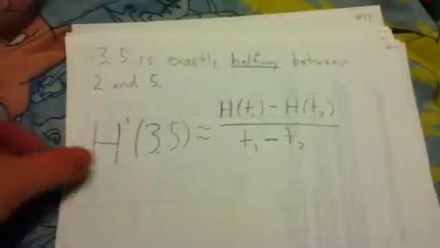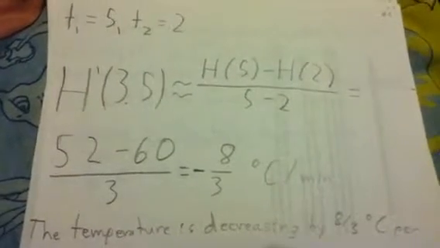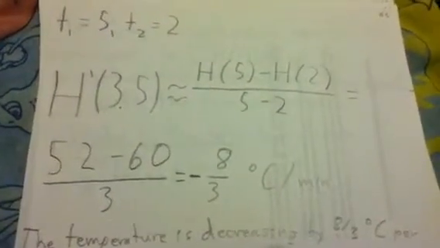3.5 is exactly halfway between 2 and 5. You add 1.5 to 3.5, you get 5. You subtract 1.5 from 3.5, you get 2. So it's exactly halfway between. So we know that h prime of 3.5 is approximately (h(t1) minus h(t2)) over (t1 minus t2). And we know that t1 is 5 and t2 is 2. So (h(5) minus h(2)) over (5 minus 2).